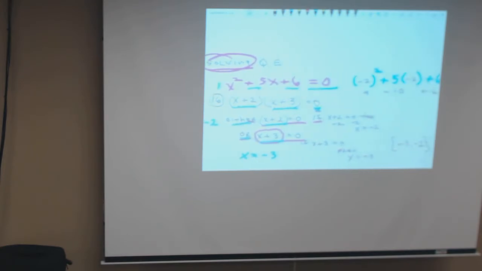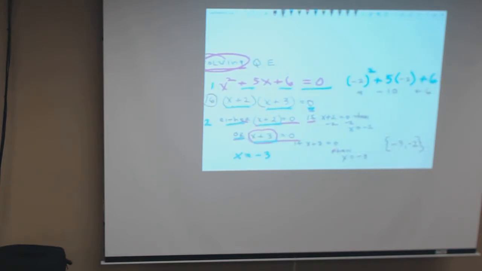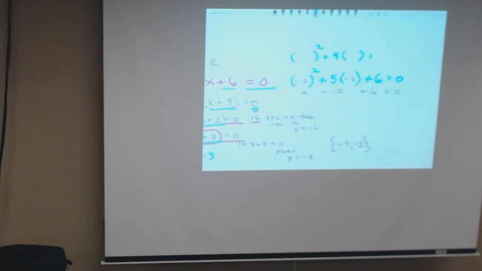So now let's use the other answer we got, negative 3. Let's just write it over again. The number squared plus 5 times the number plus 6 equals 0. And this time we're putting in negative 3. What's negative 3 squared? 9. What's positive 5 times negative 3? Minus 15. Minus 15 plus 6. Does that equal 0? Yep. 6 and 9 is 15, minus 15 is 0.